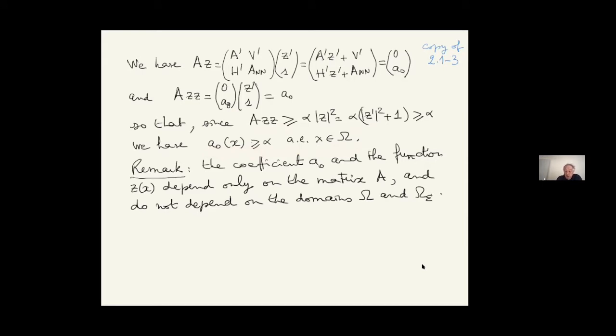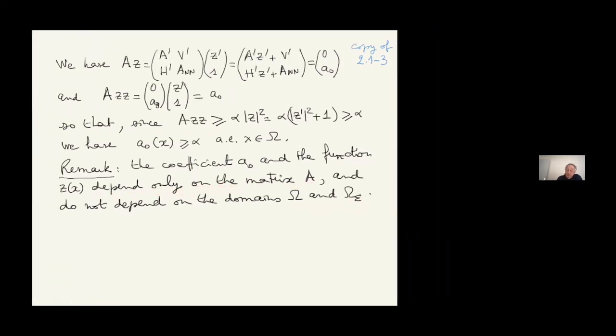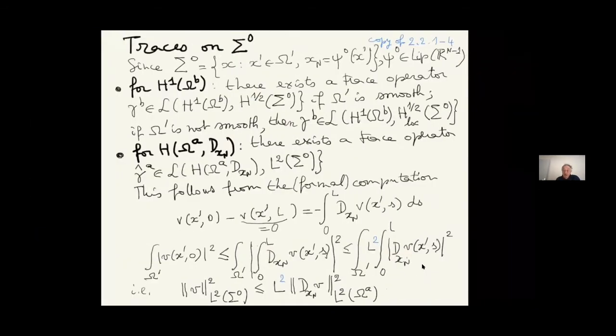Note that the coefficient S0 and the function zeta do not depend on omega and omega epsilon. They depend only on the matrix A and no more. Okay? Now I define the traces on sigma 0.